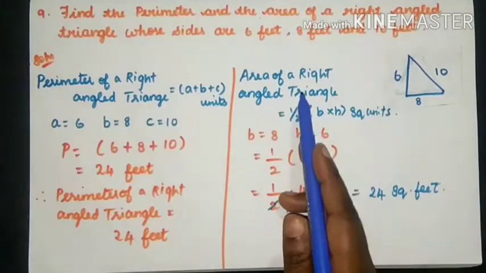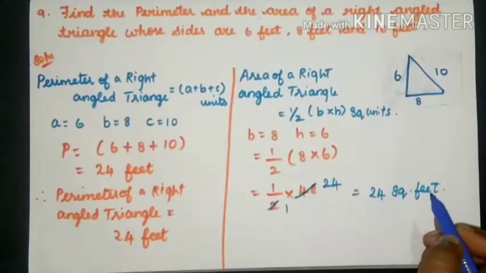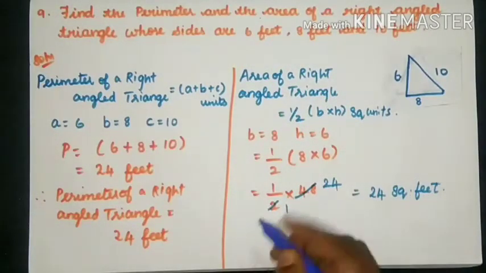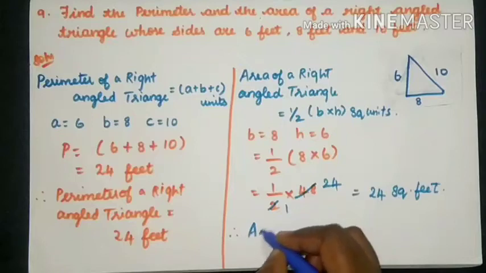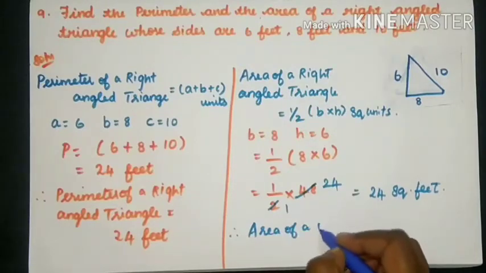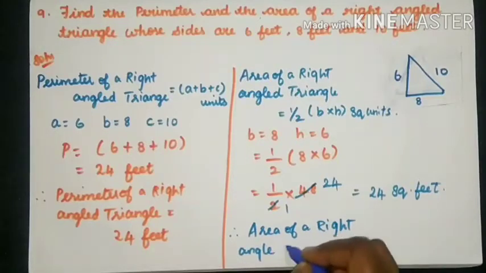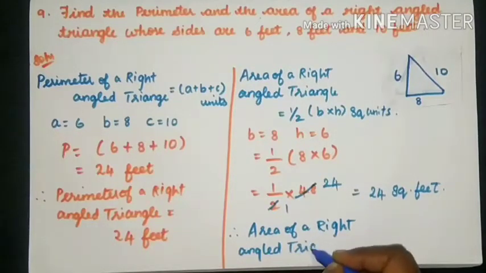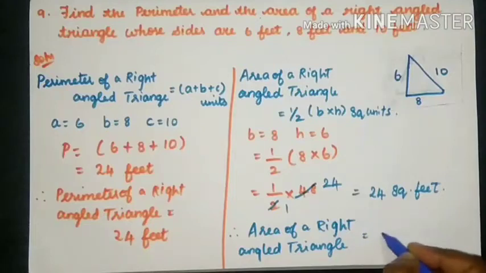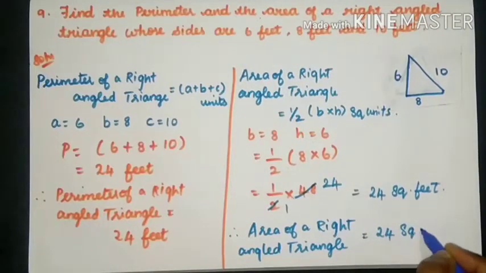Here the given unit is feet, so you have to use feet. Therefore, area of a right angled triangle is equal to 24 square feet.